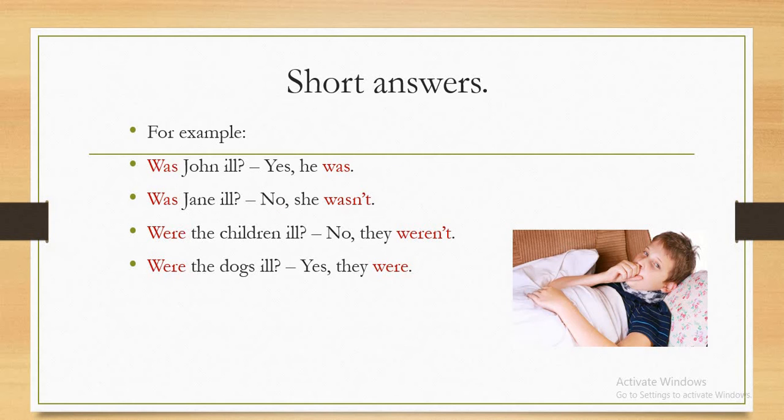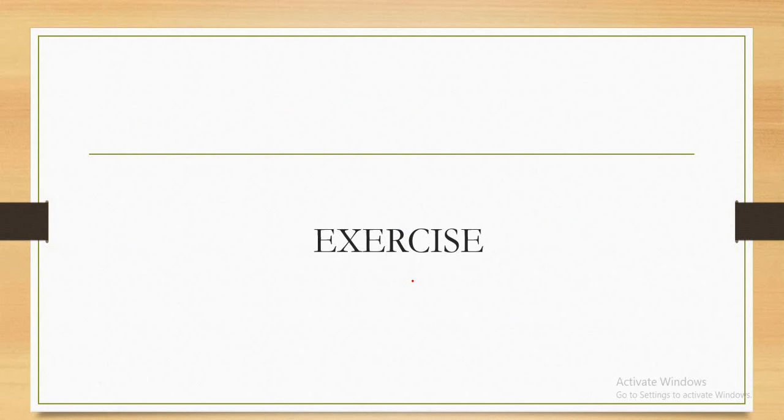Alright. For example, was John there? We are looking at some short answers that you can give using was or were. Okay, was John there? Yes, he was. Was Jane there? No, she wasn't. Were the children there? No, they weren't. Were the dogs there? Yes, they were. Okay, right. Let's do some exercise.